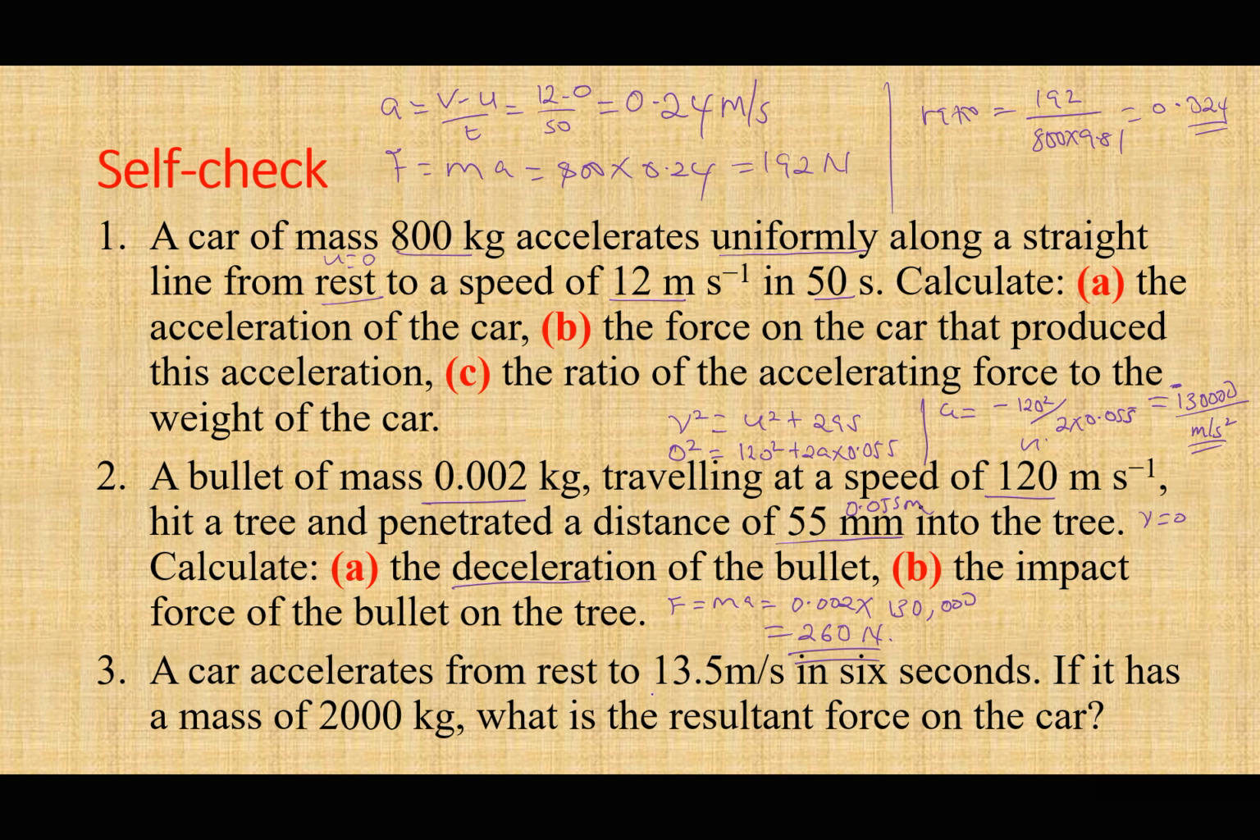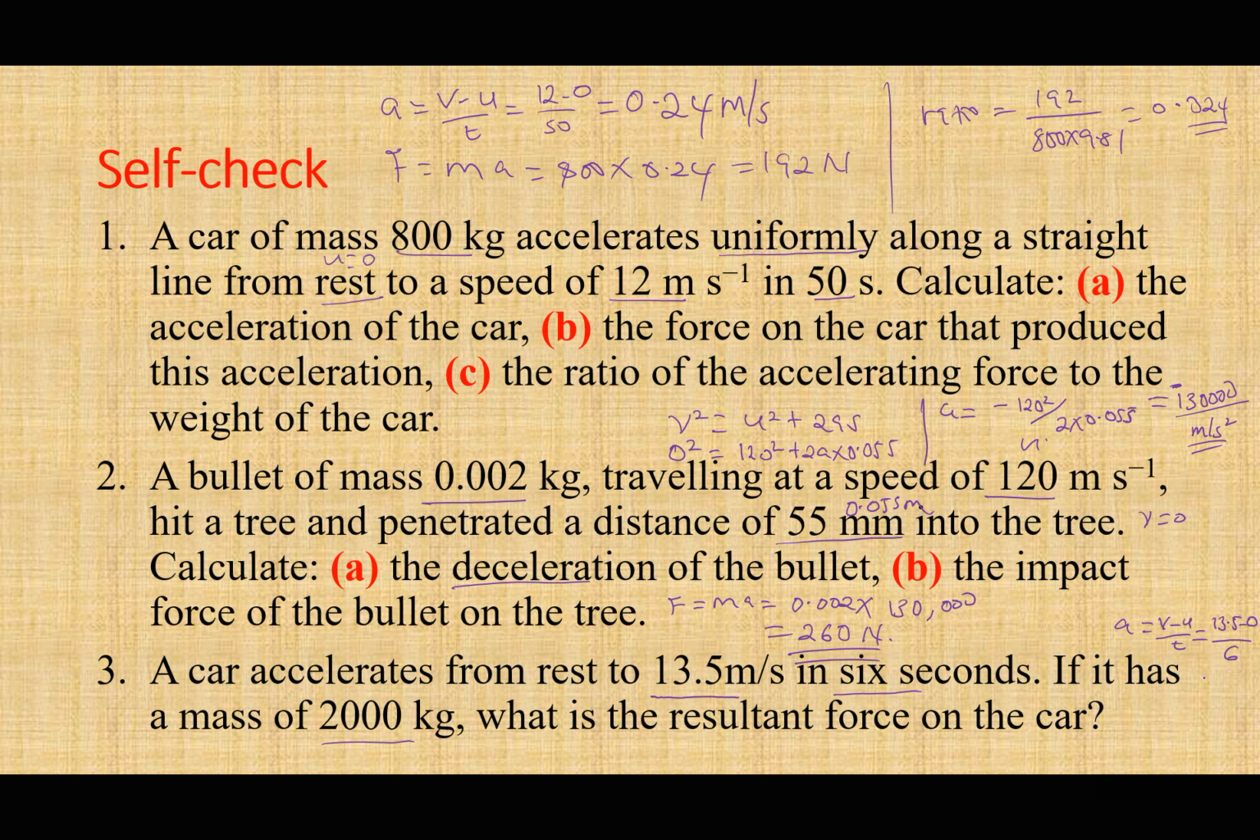A car accelerates from rest to 13.5 meters per second in 6 seconds. If it has a mass of 200 kilograms, what is the resultant force acting on the car? So all we need is to find the acceleration again. So the acceleration is going to be the final velocity minus initial velocity divided by t, 13.5 minus 0 divided by the time, which is 6. So that is the acceleration.